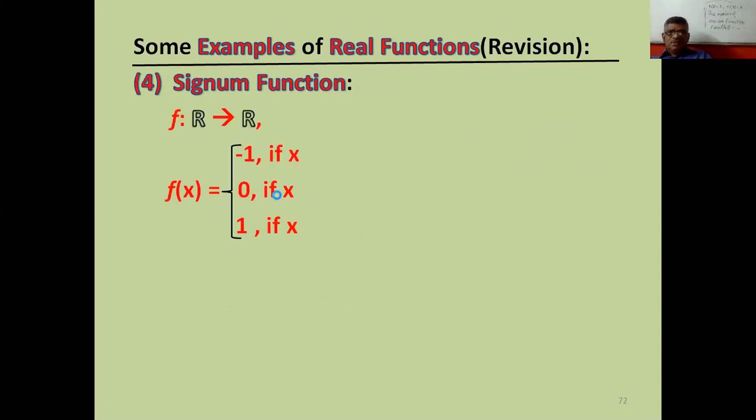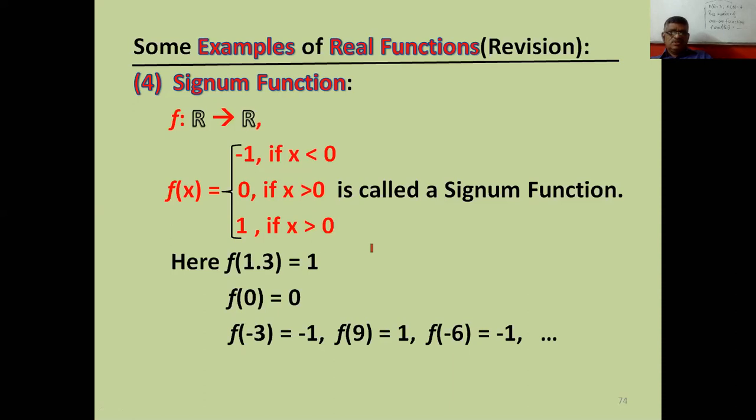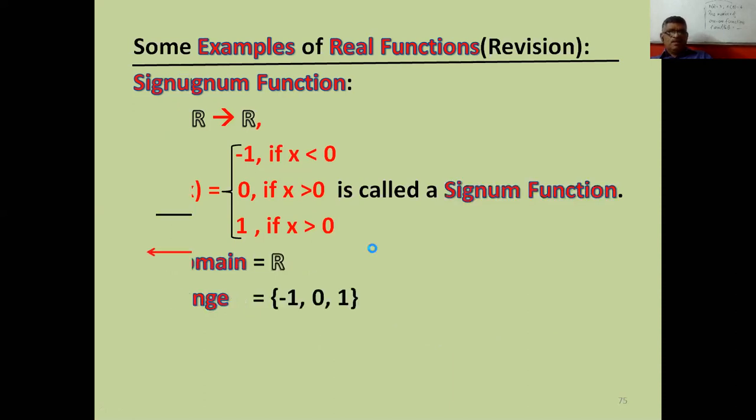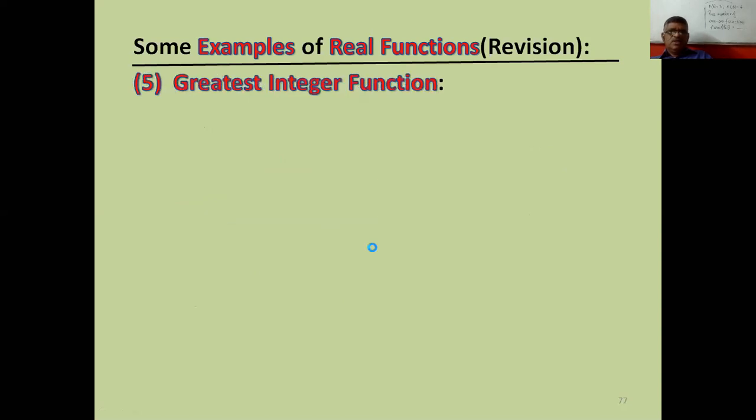Signum function. Sign of a number. If the number is positive, sign is considered +1. If the number is negative, it is considered -1. If the number is 0 itself, we call the sign 0. I'm assigning a number for the sign: +1, -1, and 0. Domain is the set of real numbers. Range consists of only 3 elements. Right? You know the sign function, signum. And the graph will be like this.